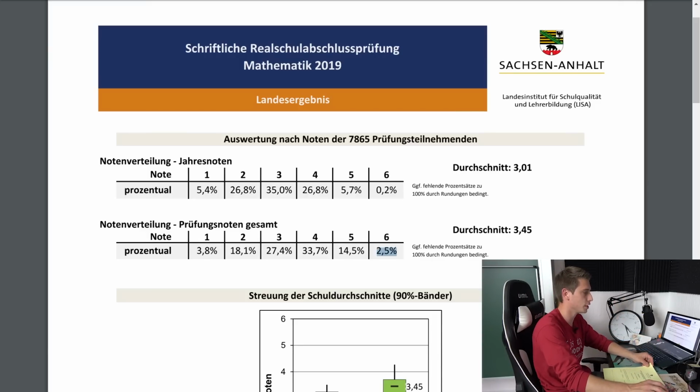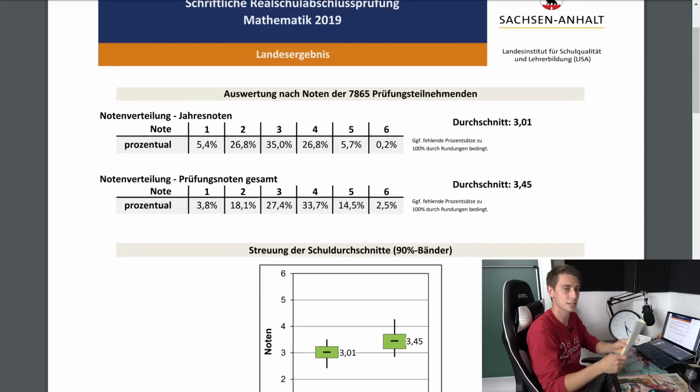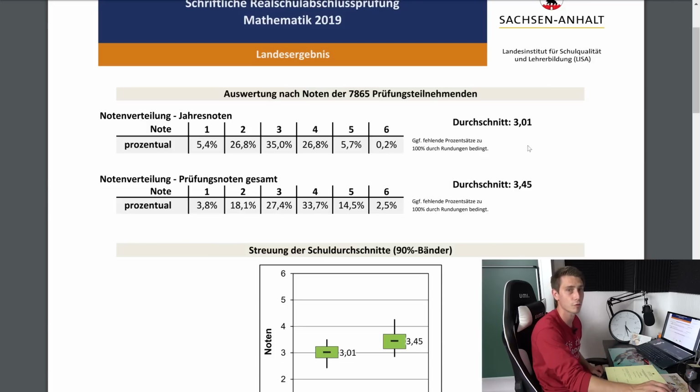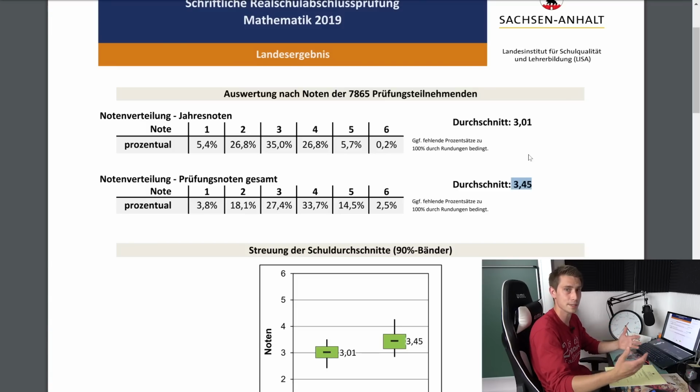2.5% fail the whole thing. And overall the average grade being scored here at the Realschulabschluss Prüfung in the class mathematics is 3.45. This is way worse. That's nearly a 4 as the final grade, basically overall average grade. This is way worse than what they actually scored over the course of the whole year.